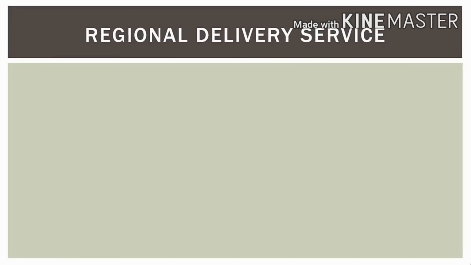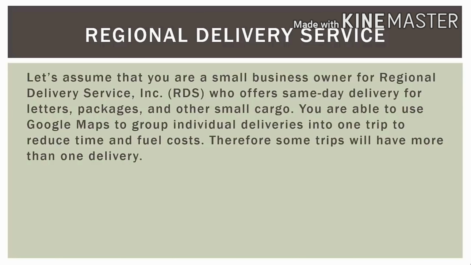As always, let's start out with a problem and a data set that we're going to use for the next several videos. This is called the Regional Delivery Service. Let's assume that you are a small business owner for Regional Delivery Service Incorporated, or RDS for short, which offers same-day delivery for letters, packages, and other small cargo. You are able to use Google Maps to group individual deliveries into one trip to reduce time and fuel costs, just like UPS, FedEx, or the Postal Service does. Therefore, some trips will have more than one delivery.